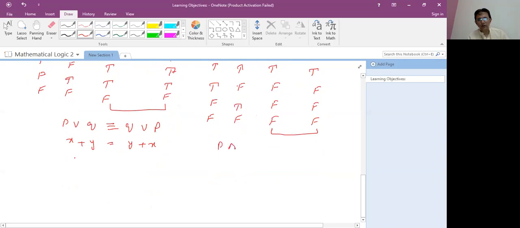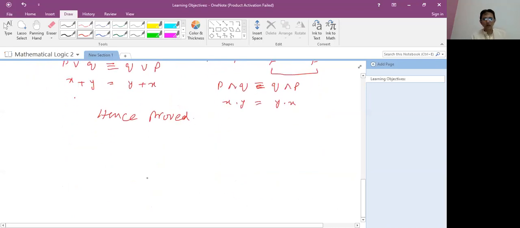So P and Q, if we change the position, they are logically equivalent to Q and P. It means x dot y is equal to y dot x, hence proved. They are logically equivalent. So there are so many examples when we consider different laws. For example, the third law, which is very important for you, the associative law.